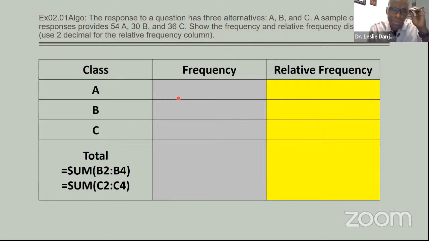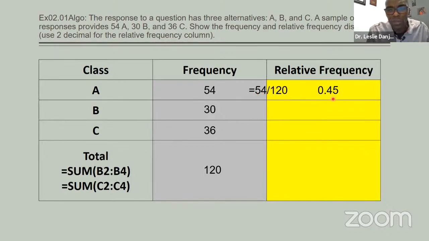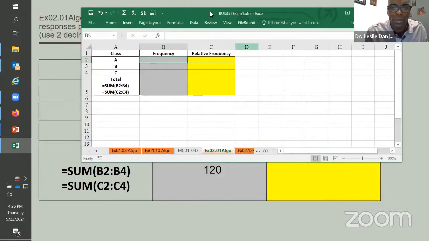All right. So you got different classes, and they're telling you what the frequency at each class is. So you just plug in your numbers. What is the total? Grab your numbers. How do you calculate relative frequency? When they say relative frequency, they're not saying relative frequency percentage. All they want is the decimal value. So watch this. You're taking 54 divided by 120, and that will give you that. All right, so let me show you in Excel how to set that up.